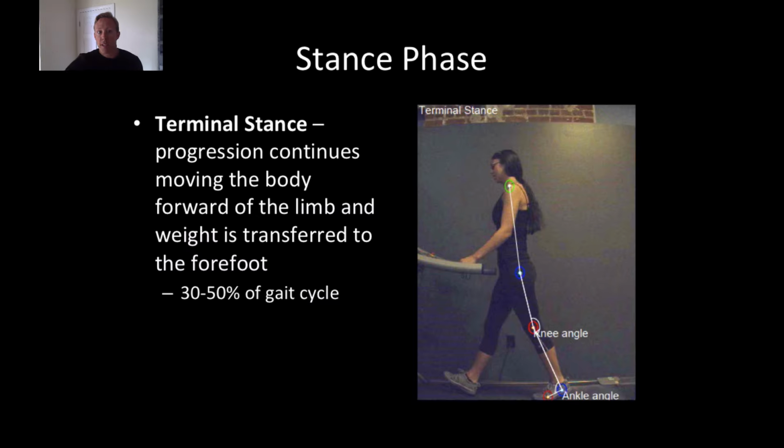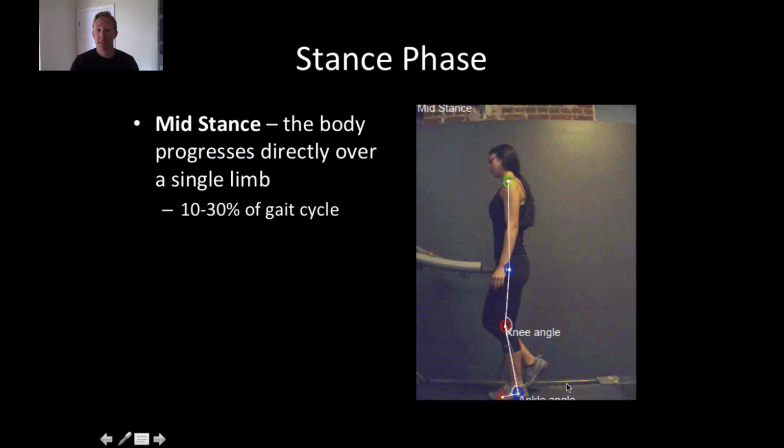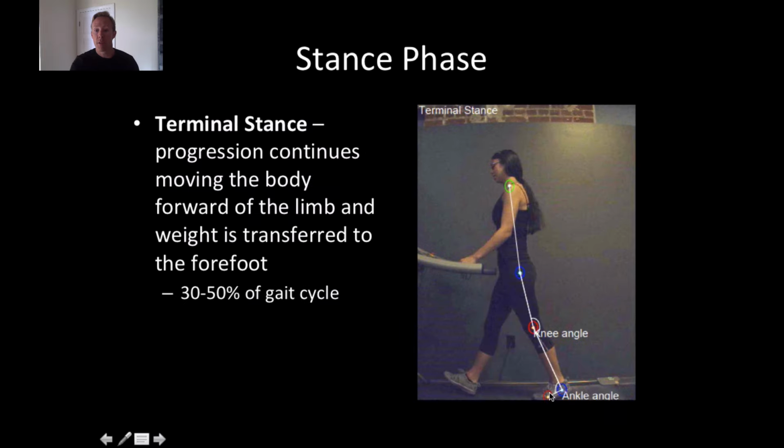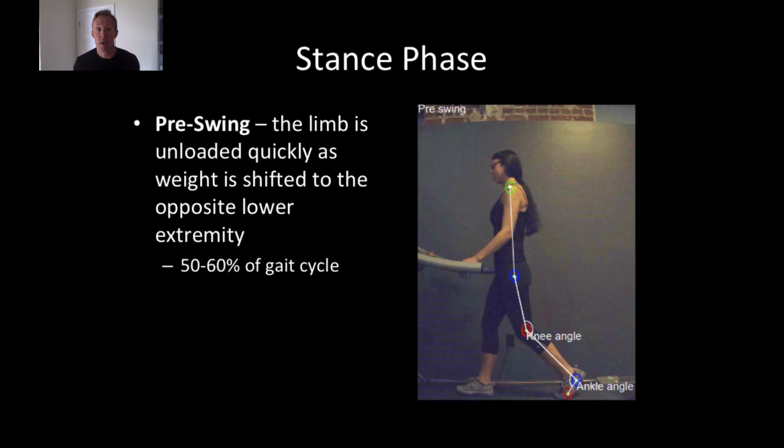So the body's progressing over this limb. Weight is transferring to the forefoot. So on the leg we're analyzing, we were flat on the foot in mid-stance, and now we're going forward onto the forefoot. We'll see later that the calf muscles are hugely important right here, contracting eccentrically and controlling this movement onto the forefoot and onto the other leg to take the next step. Okay, so that's terminal stance, and then we come to our last event in the stance phase, which is pre-swing.